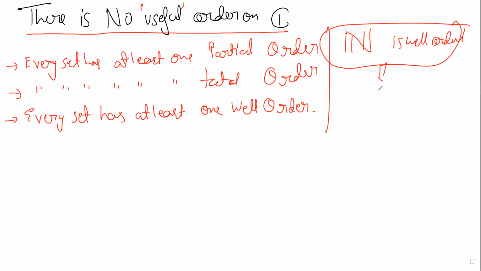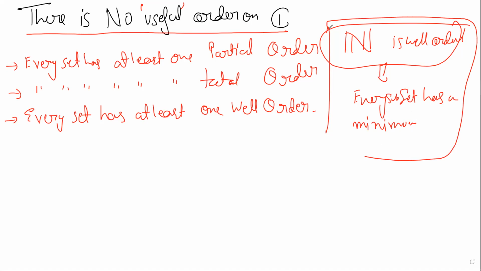Well, there are many ways to say it, but it just means every subset has a minimum. This is what well ordered means, right? Every subset has a minimum. And this is what makes induction work, if you think a little bit. Maybe you have not seen the connection, but the point is that the natural numbers are well ordered.